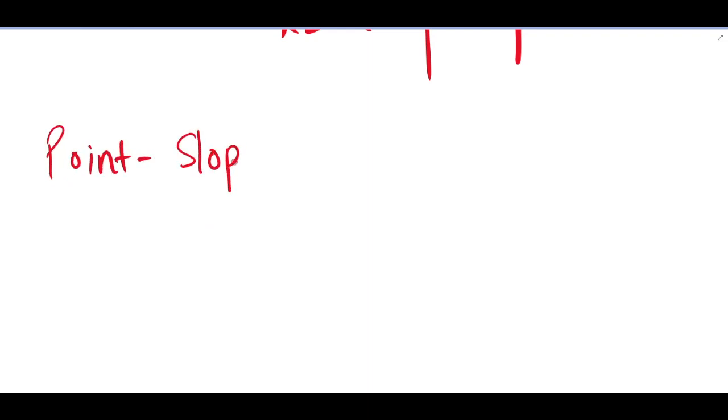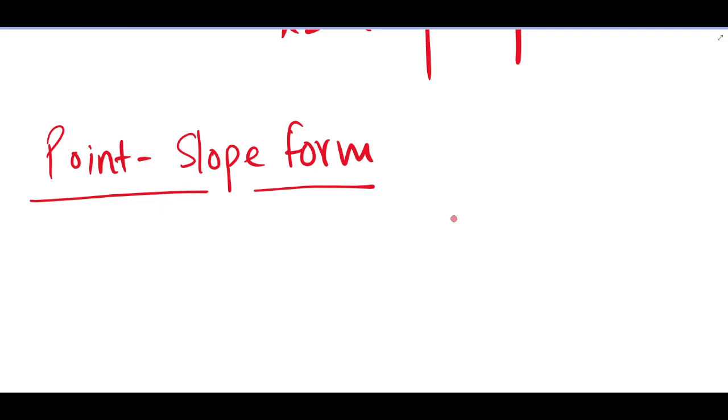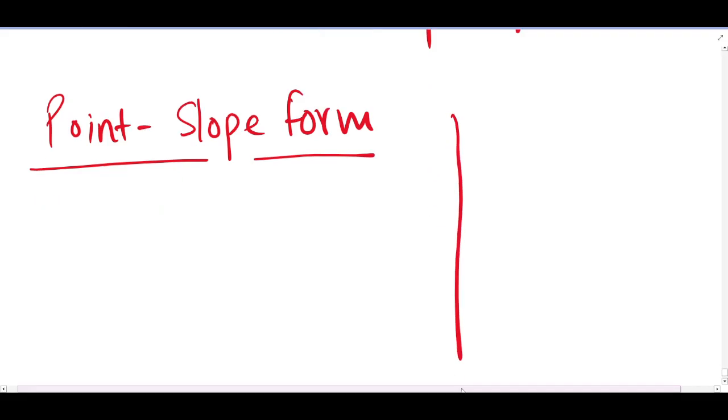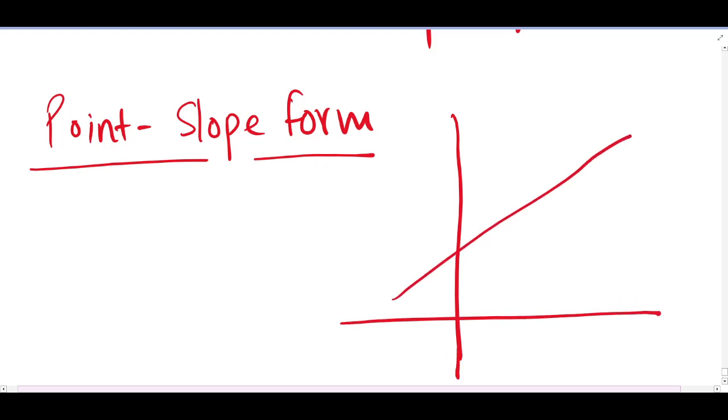Next is point slope form. So this is a Cartesian system, and this is a line where slope is m, slope equal to m, and we have 2 points x comma y and x naught, y naught.